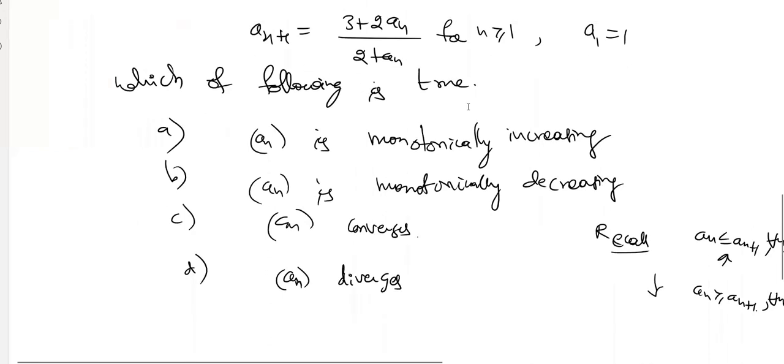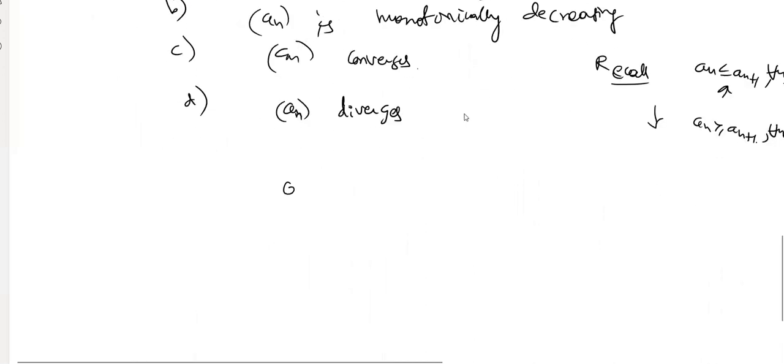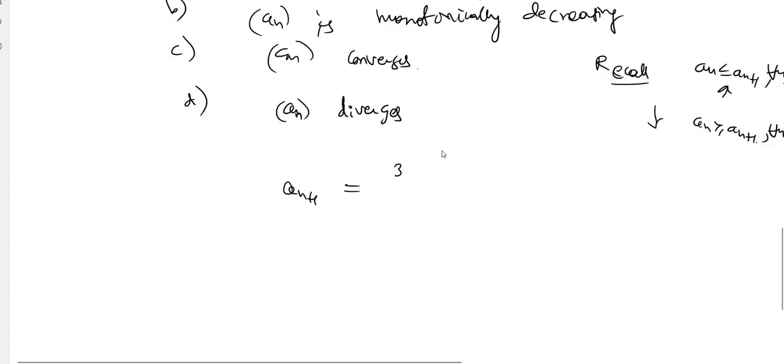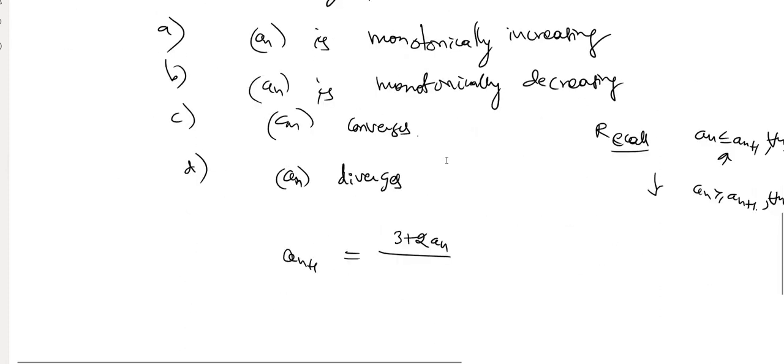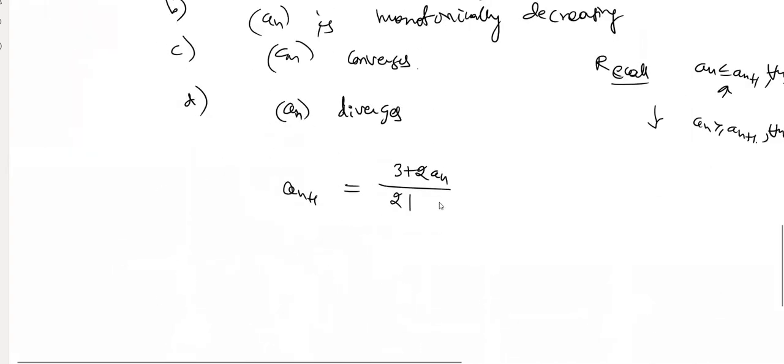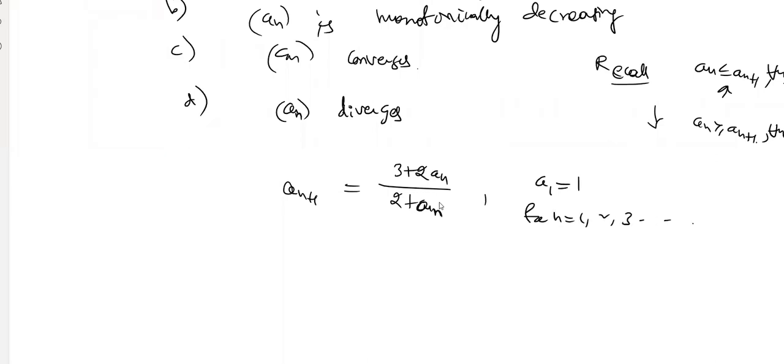So you know a_1, try to compute a_2. So what is a_{n+1}? a_{n+1} is given by (3 + 2a_n)/(2 + a_n), where a_1 is equal to 1, for n equal to 1, 2, 3, 4 and so on. So when you're given a sequence in terms of a recurrence relation, you understand that you need to apply the monotone convergence theorem.